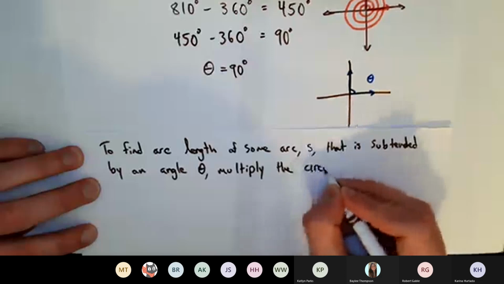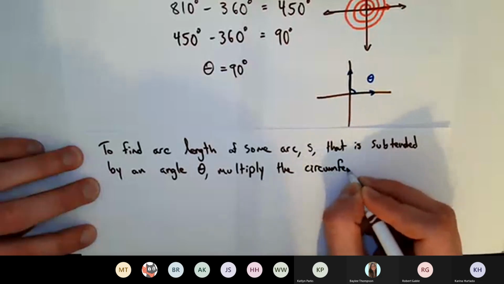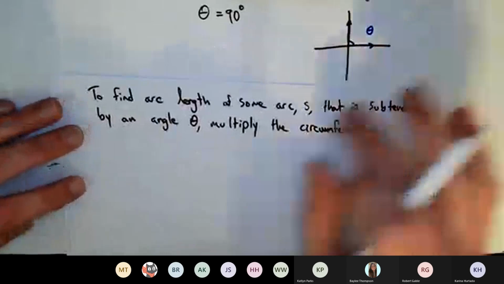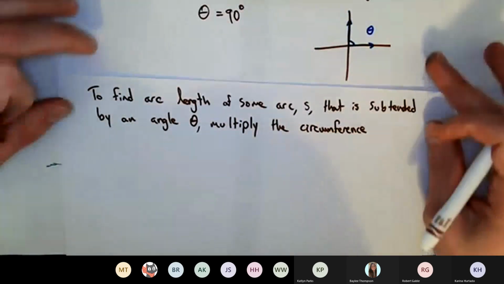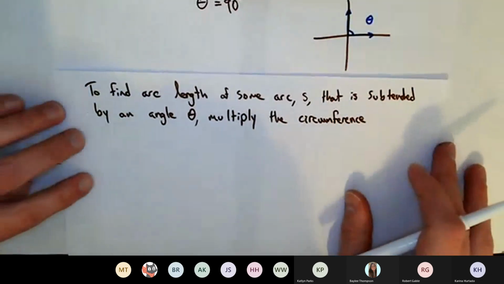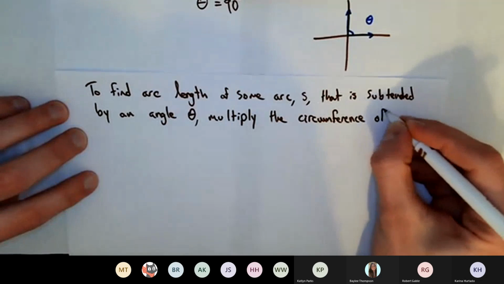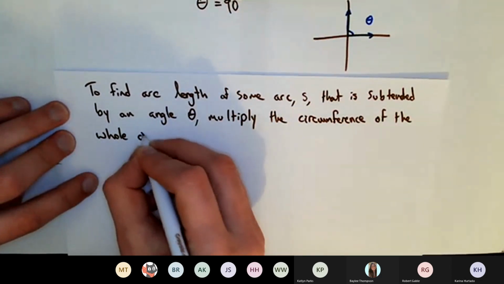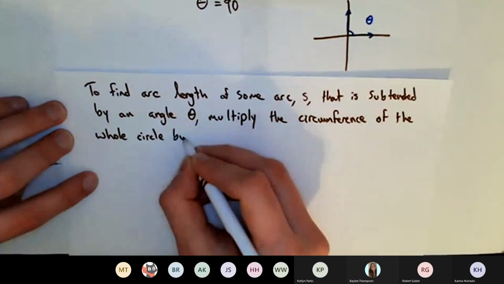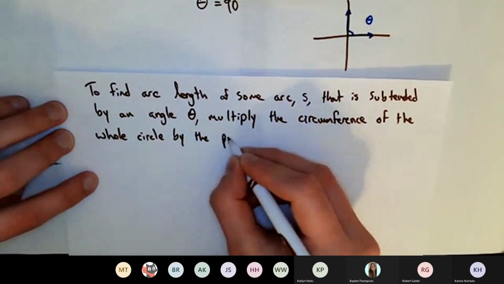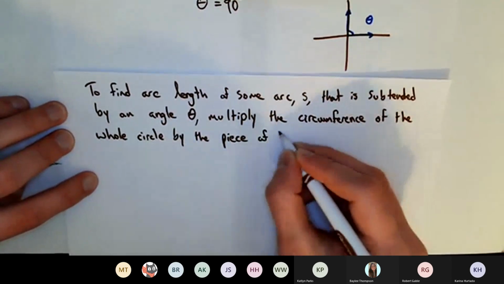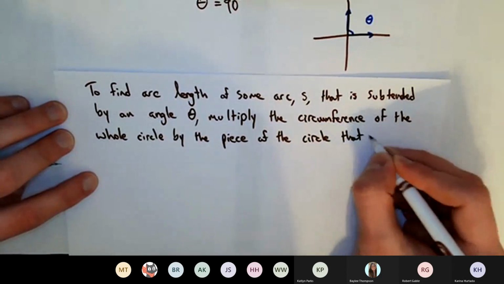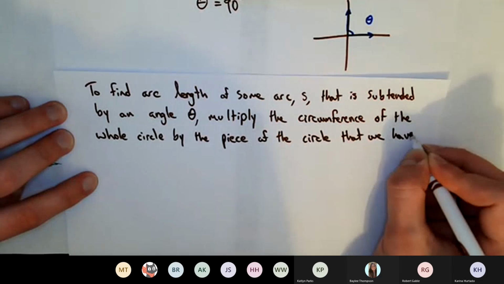the circumference. Now I'm building a formula for you here, so it's okay if you just want to watch this and then at the end of this little spiel, you can just write the formula that we're going to come up with. Multiply the circumference of the whole circle by the piece of the circle that we have. Okay, what does this mean?